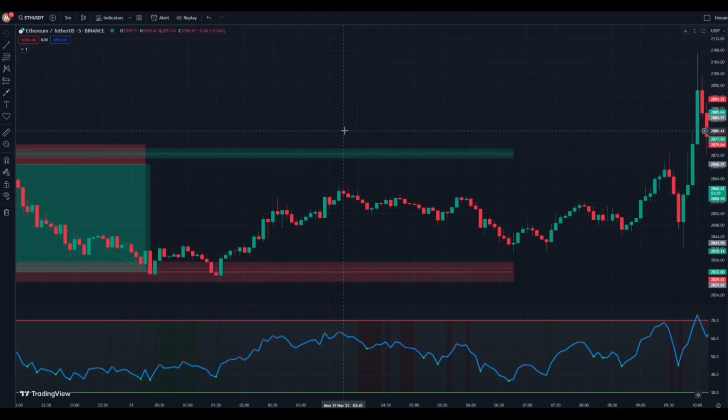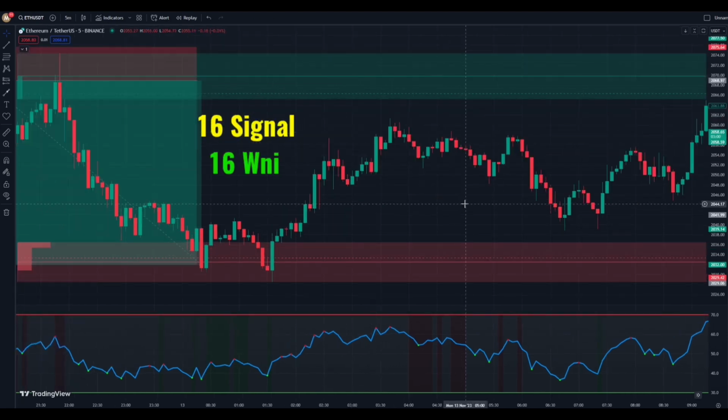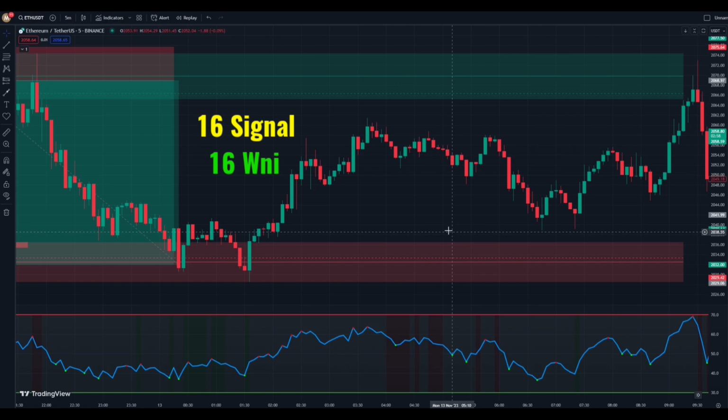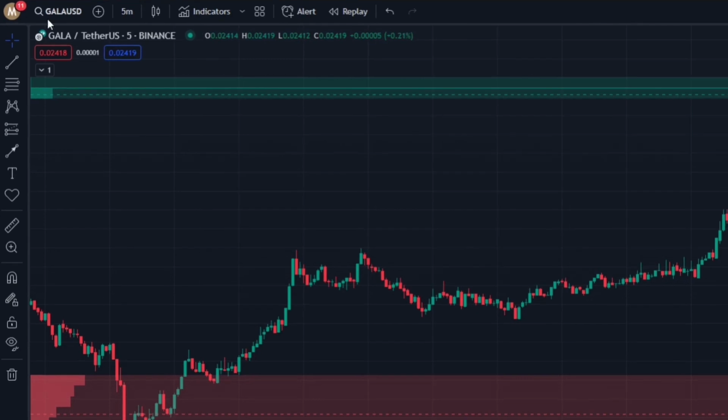This strategy worked on the Ethereum chart with a high win rate ratio. We got 16 signals which all were successful. This strategy's win rate is 100% on the Ethereum chart so far. Let's backtest on another chart. Now we are on the Gala chart.